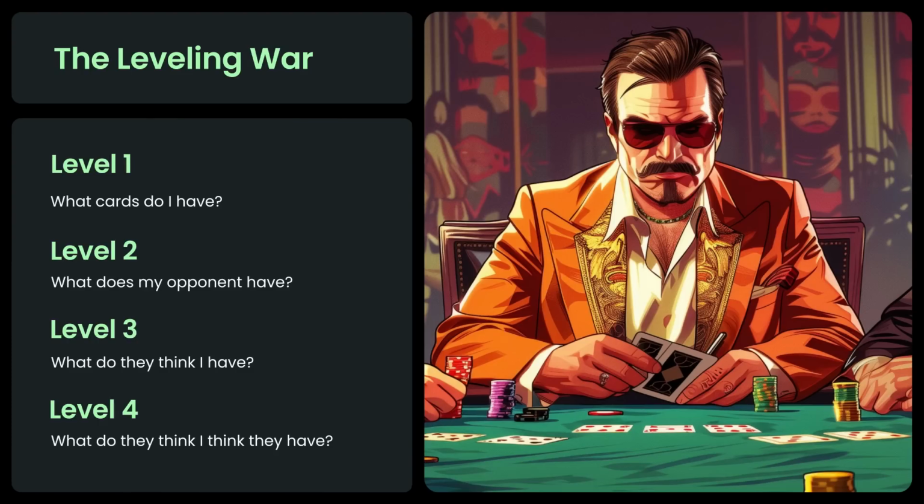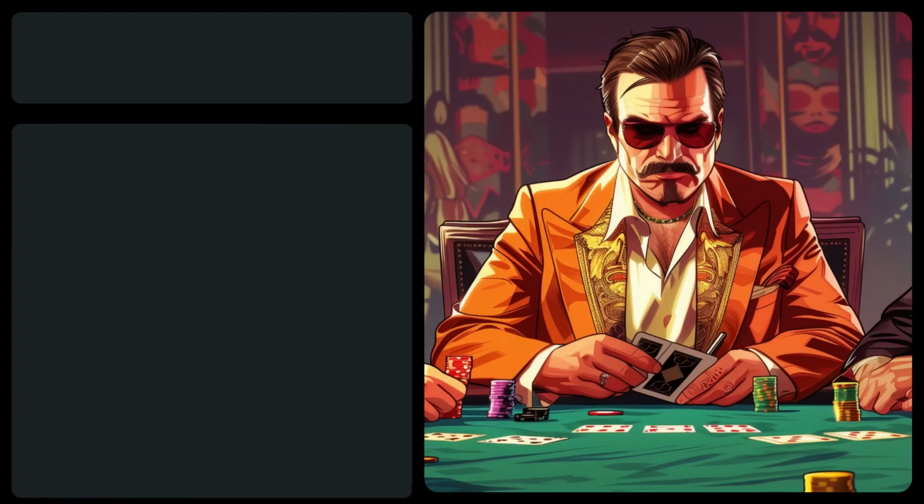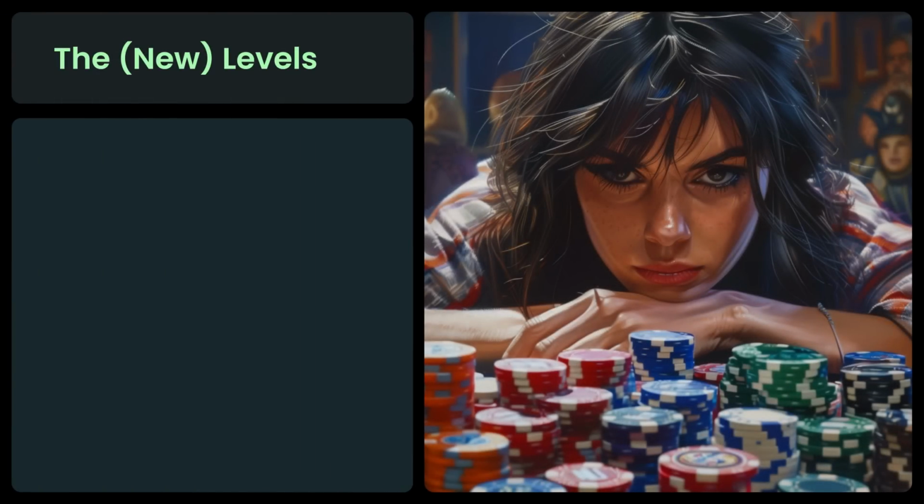Now, personally, I don't think you need an infinite number of levels. I think that this can be summarized with only 3 levels. So let me put a new spin on this old concept. The very first level is still your hand. And here I want to ask, what are my hand's incentives? So in particular, does this hand want to build stacks? Does it want to get as much money in the pot as possible? Or do I want a cheap showdown?